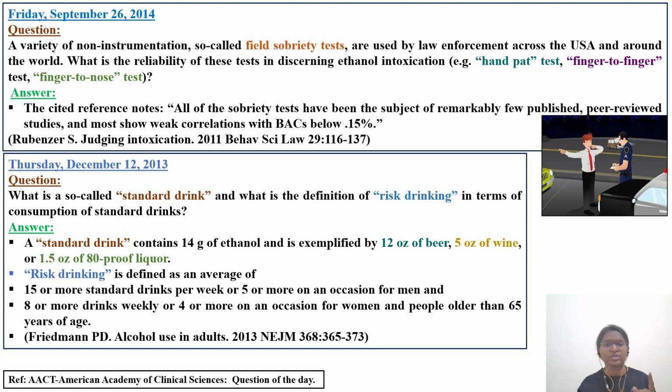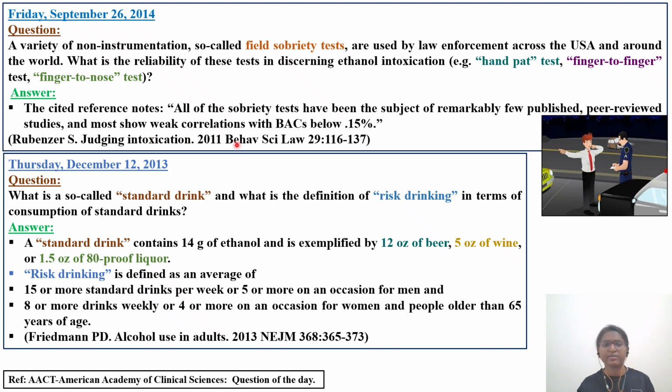Okay. So first question: a variety of non-instrumentation, so-called field sobriety tests are used by law enforcement across the USA and around the world. What is the reliability of these tests in discerning ethanol intoxication? There are different types of tests, like hand pat test, finger to finger test, finger to nose test. All of these sobriety tests have been the subject of remarkably few published peer-reviewed studies, and most show weak correlations with the blood alcohol concentration.